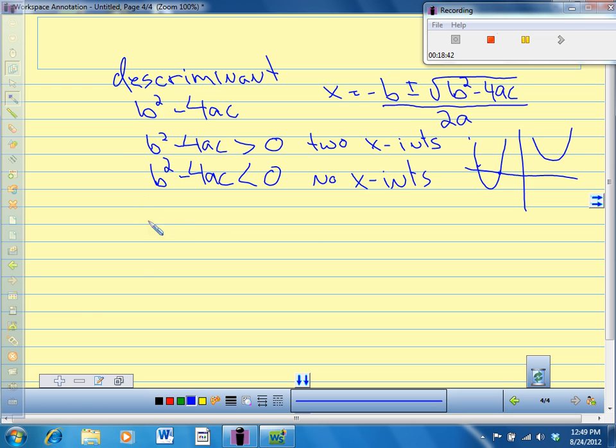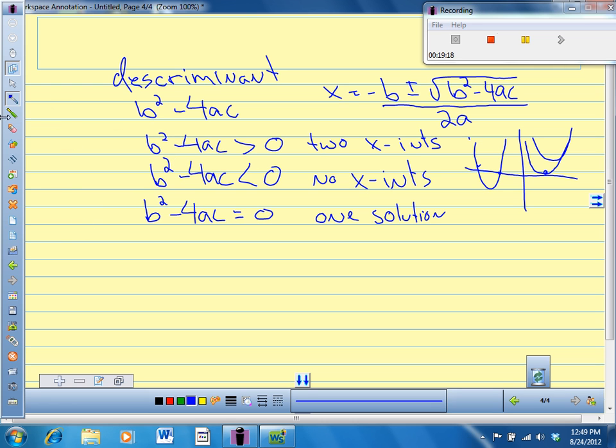And then you can have b squared minus 4ac equals 0, which means what? 1 solution. Because if this number is 0, then you're going to have b plus or minus 0 over another number, and whether you add 0 or subtract it, it's going to be the same thing. And so 1 solution just touches the x-axis and then bounces off like that. So that's what 1 solution is.